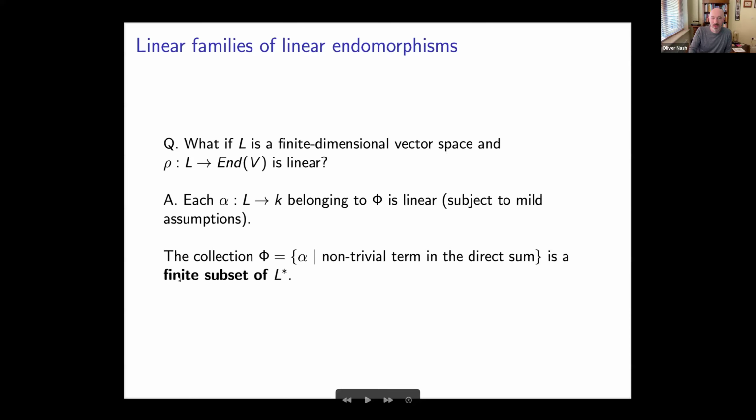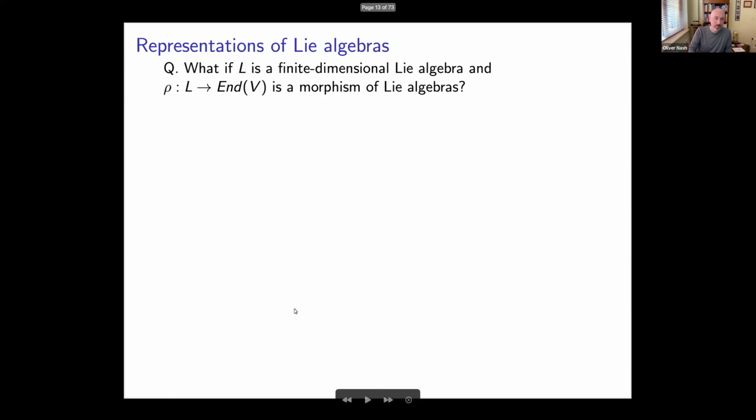So we've got a finite subset of a vector space. That's the type of the answer now. And it's just one more step when you get to root systems. You say, okay, I'll specialize even further. I'll give L some extra structure. And instead of L being a vector space, I'll suppose that L is a Lie algebra.